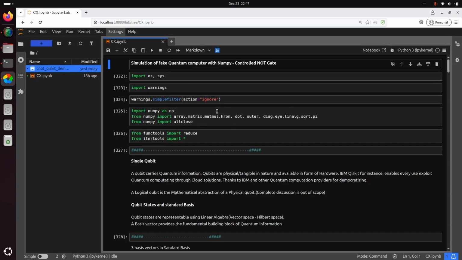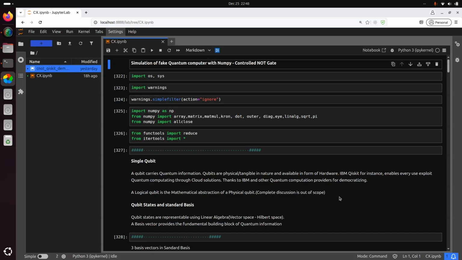From NumPy, I'm importing array, matrix, matmul for matrix multiplication, kron for Kronecker product, dot to define the inner product, outer to define the outer product of two matrices or projection, diag to define a diagonal matrix, eye for identity matrix, linalg for linear algebra. Though I may not be using some of these libraries in this session.